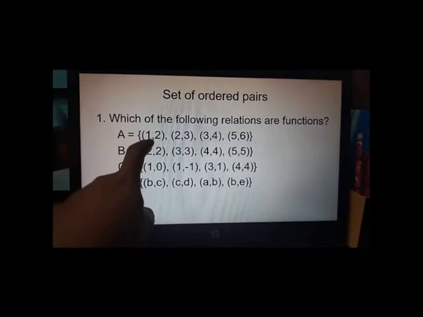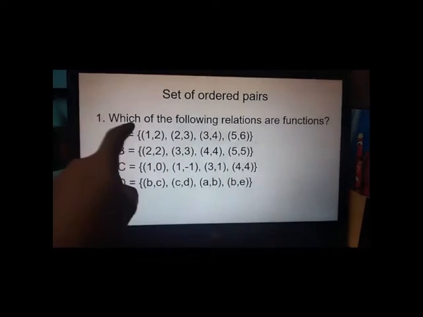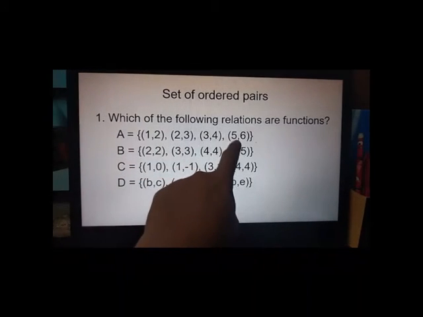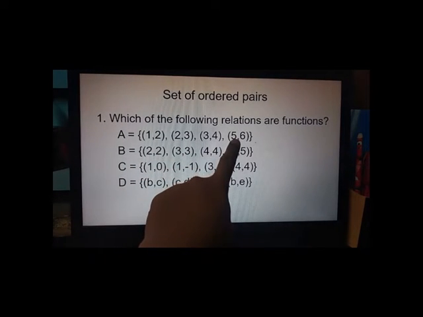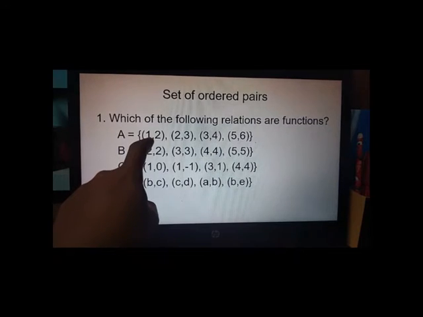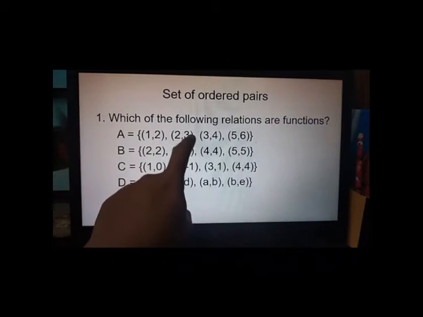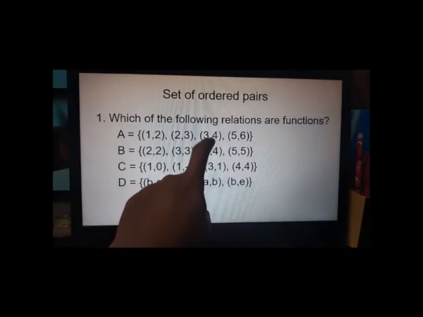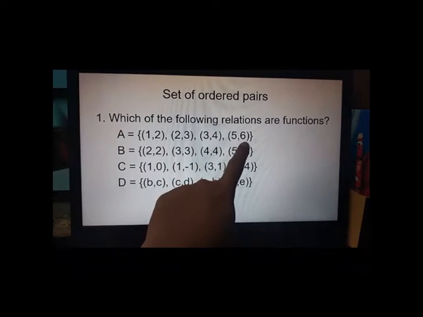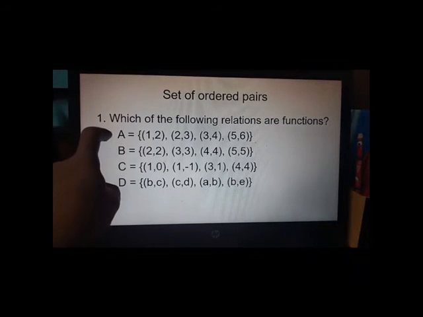The first set, the domain is 1, 2, 3, 5. Are there repeated values in the domain? None. So each domain value now has only one corresponding value in the range. 1 has the value 2 in the range, 2 has 3, 3 has 4, and 5 has 6. So, can we consider set A as a function? Yes, this is a function.